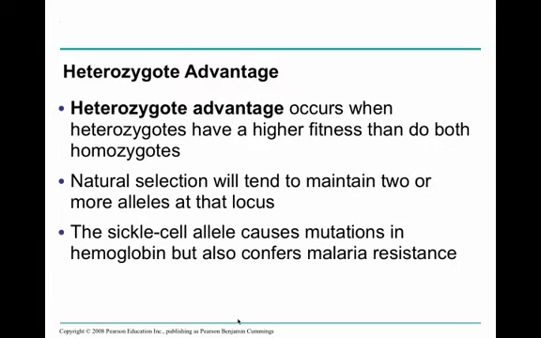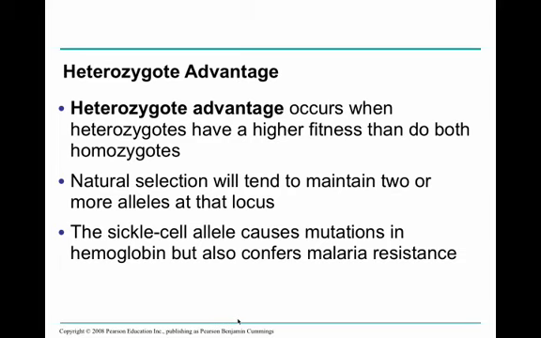Now, heterozygote advantage, this is something that I mentioned in the population genetics lab when we were doing those exercises. The heterozygote advantage occurs when heterozygotes have a higher fitness than either of the homozygotes, either the homozygous dominant or the homozygous recessive individuals. Natural selection will tend to maintain two or more alleles at that locus.